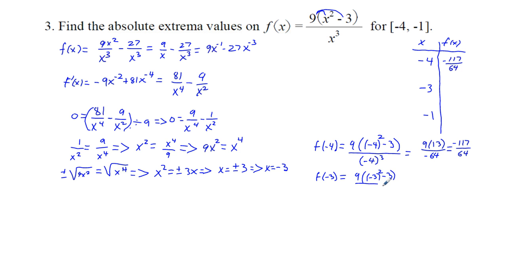And then down here we put in -3 cubed. And working to the right, we have -3 squared is 9 minus 3. So we're going to have 9 times 6, and that's going to be over -27. Okay, that's going to be -54 over 27, or -2. So I'm going to put -2 right here.